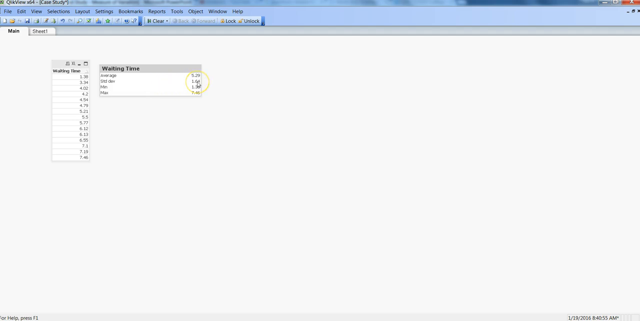After this, the standard deviation. The 1.64 standard deviation we are getting is basically saying that if we add and subtract one standard deviation, that means 5.29 plus 1.64 and 5.29 minus 1.64, then around 68% of observations will fall within that range. This was covered in my previous video where I explained the empirical rule, that one standard deviation covers 68% of the population.